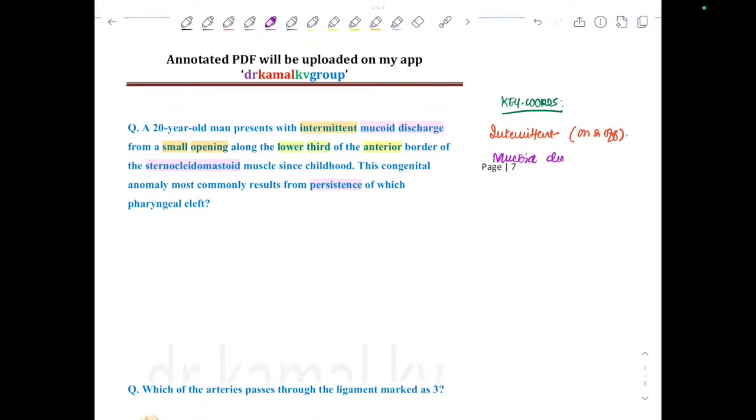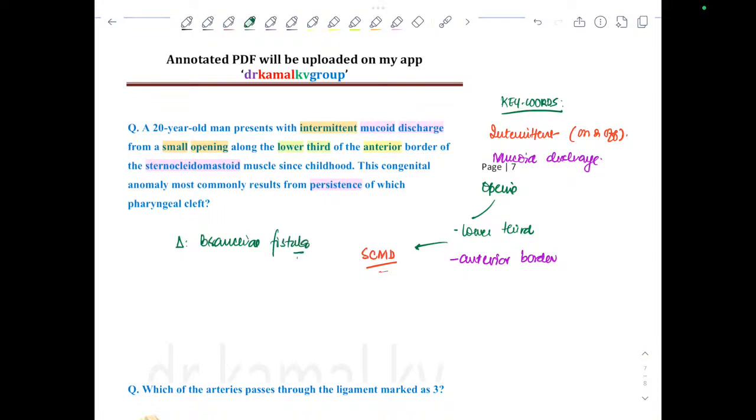Mucoid discharge, there is an opening present at the lower third anterior border of which muscle? Sternocleidomastoid. Clear? So this is the sternocleidomastoid muscle. Now this condition is actually a branchial fistula. Again, they have integrated a surgery question with anatomical facts.